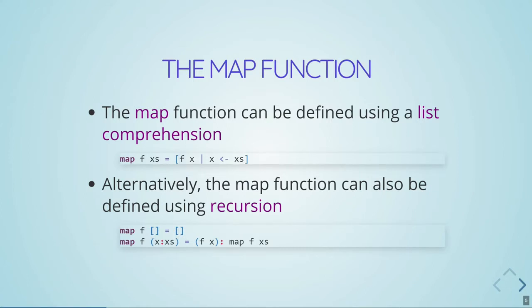Alternatively, we can do it through recursion. So we'll pattern match. When we map any function f to the empty list, we just get back the empty list. And then when we map f to a list with at least one thing inside it, at least one x, we apply f to x, and then we use a colon to rebuild the list, and we map f to the rest of the list.